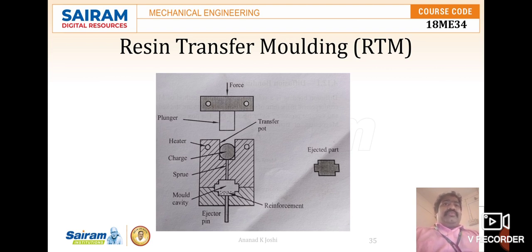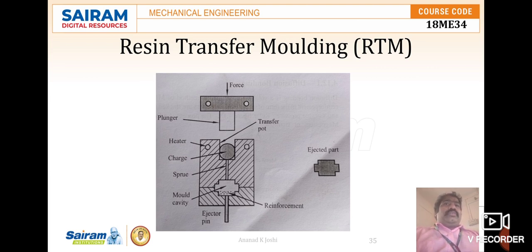So okay, from this figure, what we understood is that it is primarily used for molding polymer composites with thermosetting resin matrices. But some thermoplastic parts may also be produced by processes under resin transfer molding. So this process we simply call RTM.